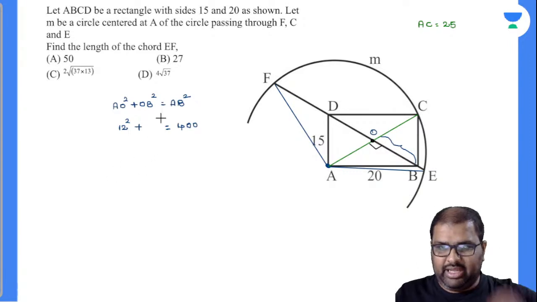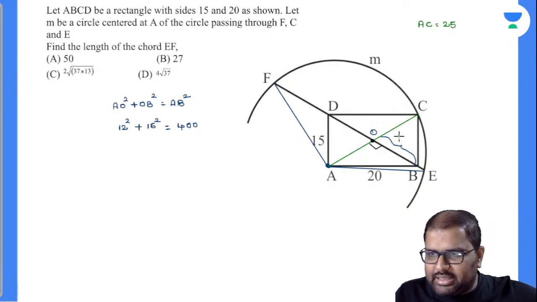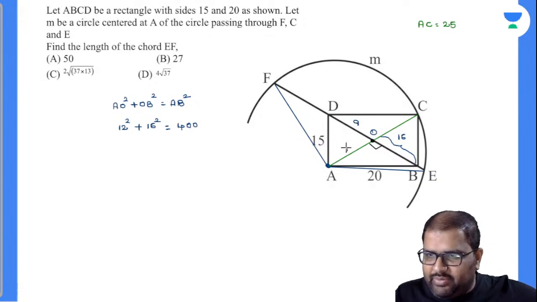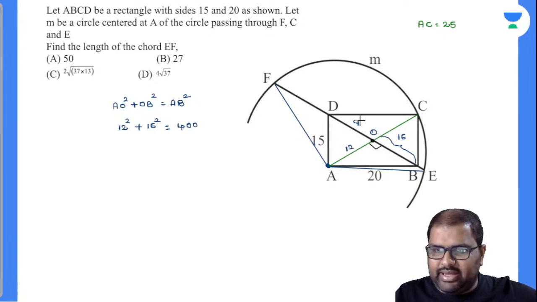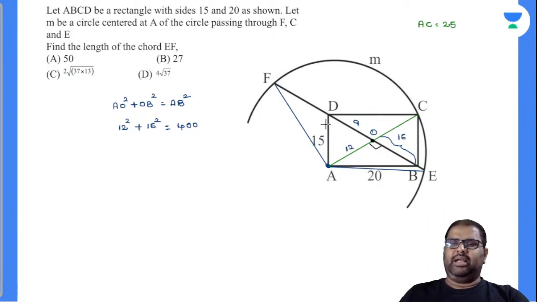Let us see whether it works out or not. OB square is 16. My DB value is nothing but the diagonal of the square, so this has to be 9. Is it 9? Let us see. If I take 12 here, 12 square plus 9 square, the 15 square will be 225. Yes, perfectly working out.